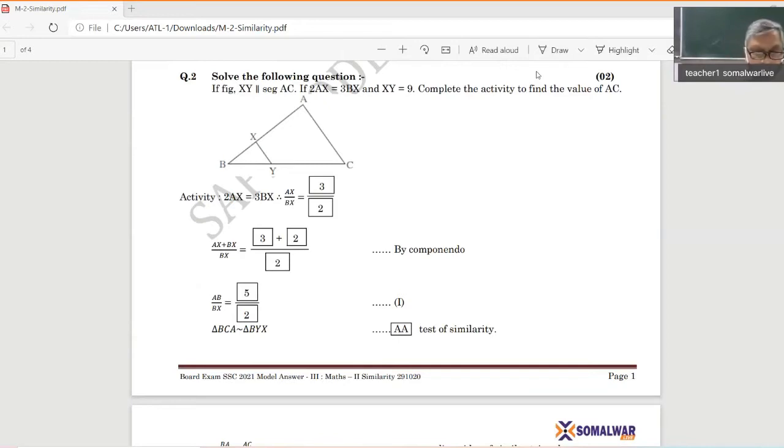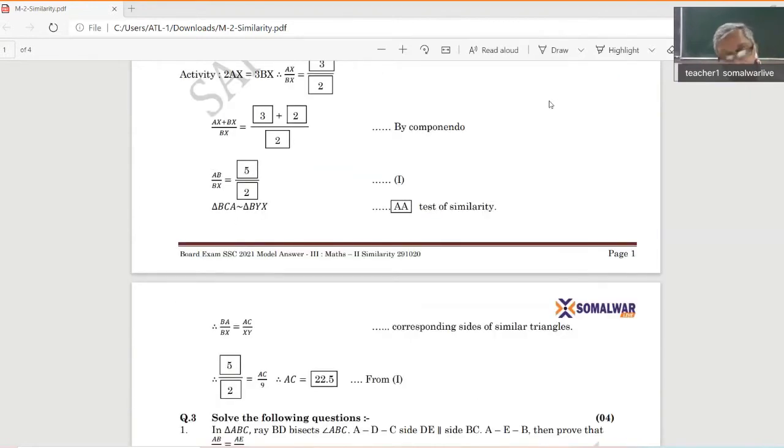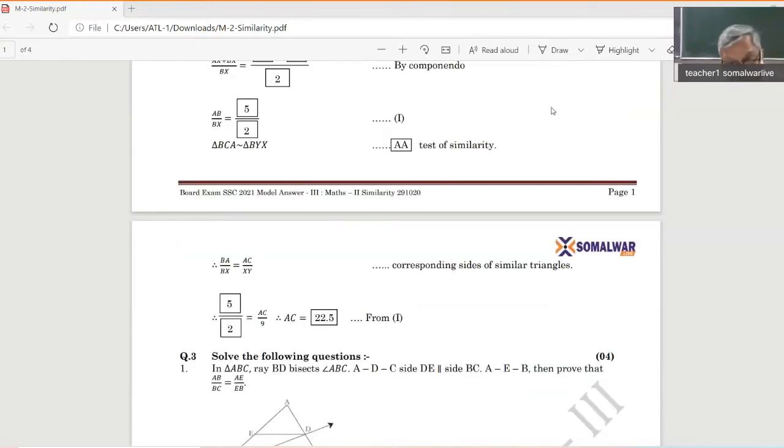Now let us think about triangle BCA and triangle BXY. They are similar by the AA test of similarity, because angle B is common and angle X is congruent to angle A. Why are they congruent? Because they are corresponding angles when the lines are parallel. Therefore, corresponding angles are always equal. Now we will use the property that when triangles are similar, their sides are in proportion.